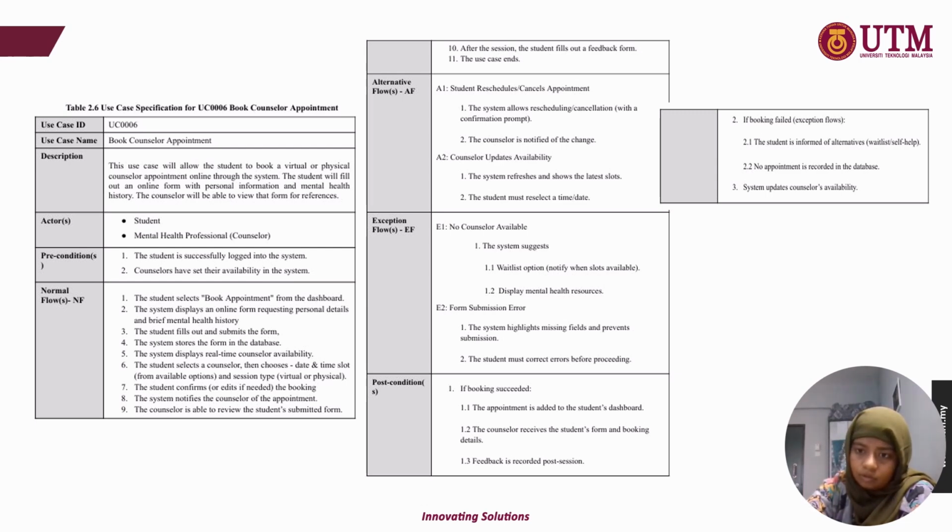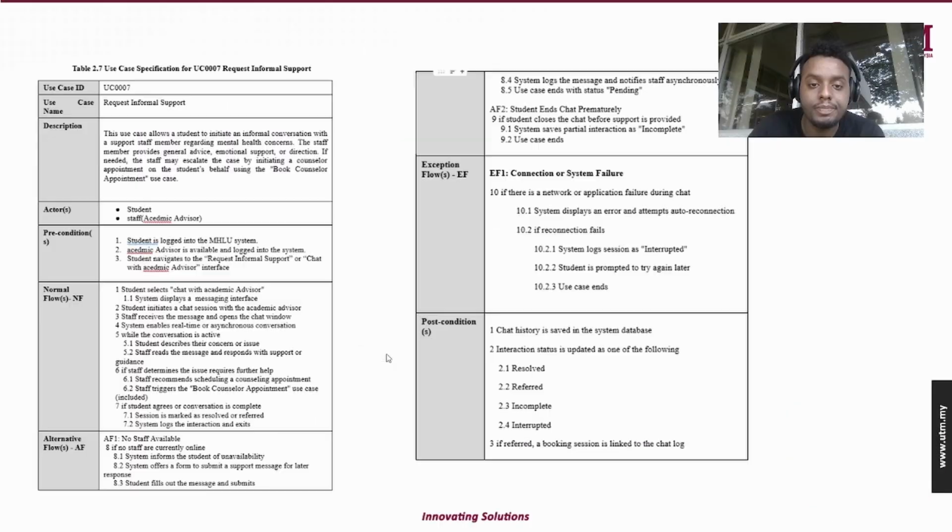In the exceptional flow, if no counselor is available, then the system will waitlist the student and notify them when a slot is available. Also, if the student submits an incorrect form, it will highlight the error and ask them to fill it out again. The post conditions are that the counselor's availability will be updated, then both student and counselor dashboards will be updated. And this is for use case 7.